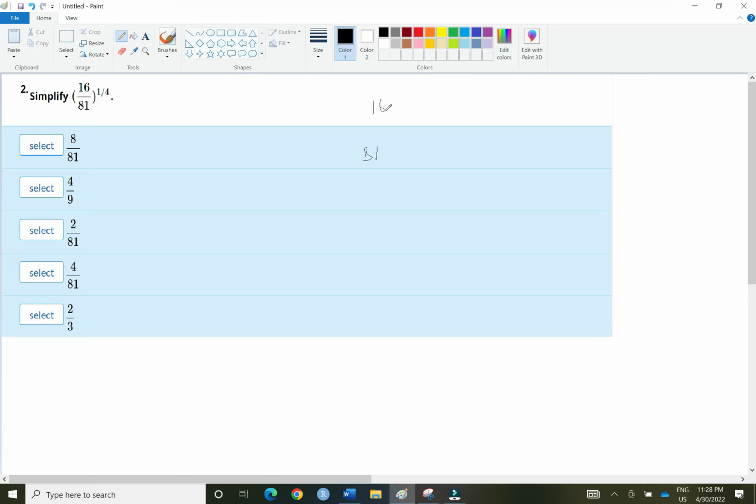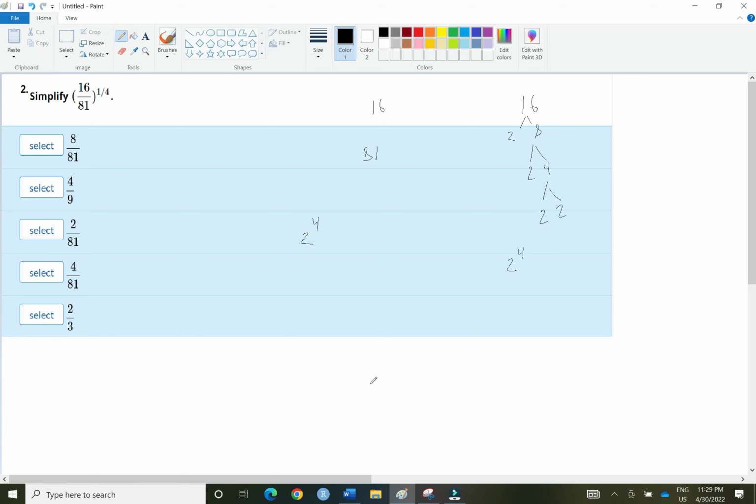So for instance, let's start with the easiest one, which is 16. 16 is actually the same thing as 2 times 8, which is the same thing as 2 times 2 times 4, which is the same thing as 2 times 2 times 2 times 2. Right, so 16 is actually 2 times 2 times 2 times 2, which is the same thing as 2 to the 4th. So 16 up here can be rewritten as 2 to the 4th.